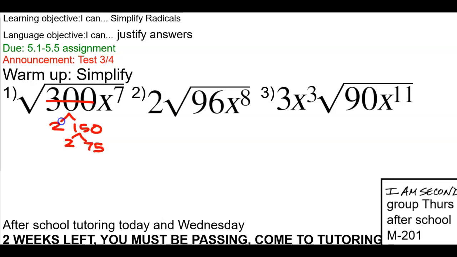75. Now, 75 is not even, so instead of 2, I'm going to try the next prime number, which is 3. Does 3 go into 75? It does. 3 times 25. 25, 3 does not go into it. Skip over 4 because that's not prime. So 5. Yes, 5 times 5.